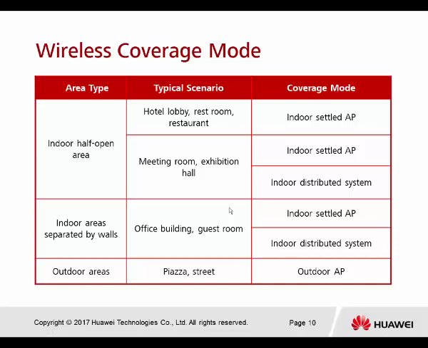The coverage mode. For the indoor half-open area type, used for scenarios like the hotel lobby, the restroom, or the restaurant, we can use the indoor sector AP. For the meeting room and exhibition hall, we can choose indoor sector AP or distributed systems.